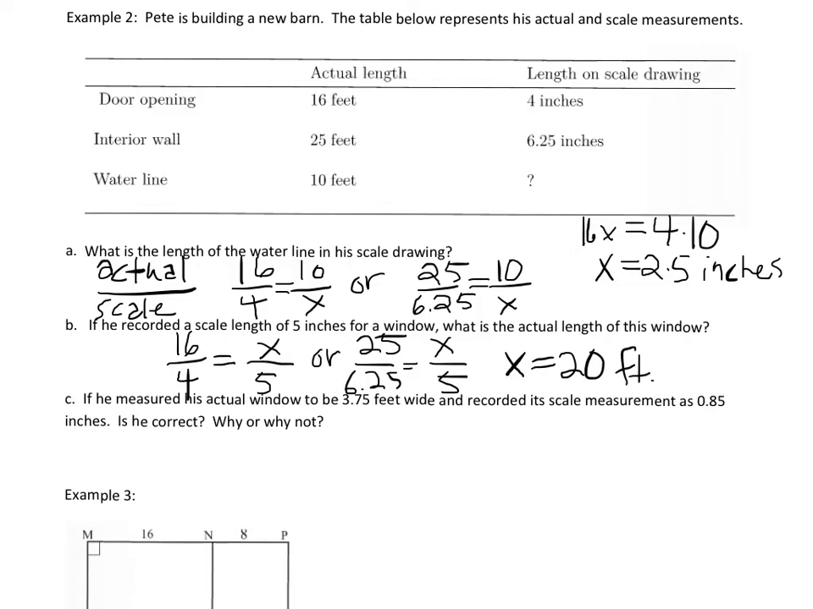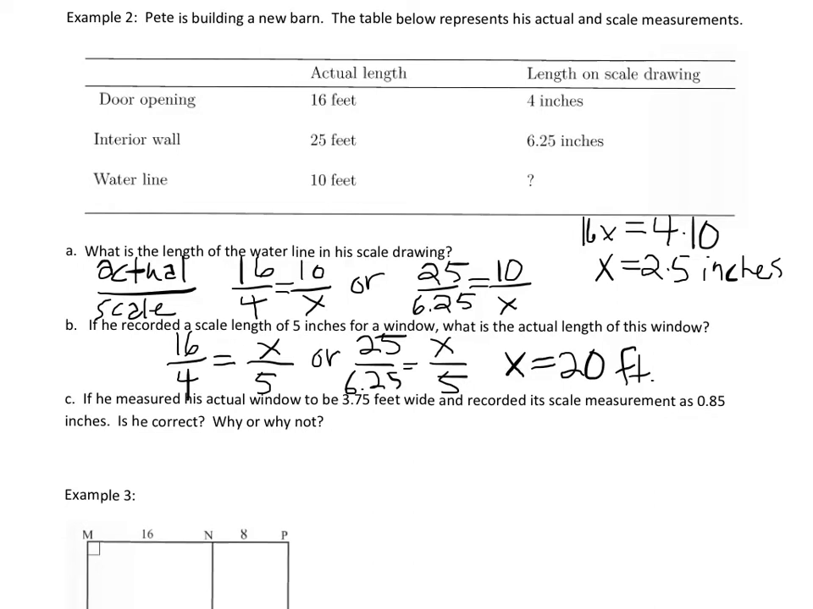Once again, I could do 16 times 5 equals 4x and solve for x, or I could do 25 times 5 equals 6.25 times x. Either way works. And the last question is, if he measured his actual window to be 3.75 feet wide and recorded its scale measurement as 0.85 inches, is he correct?